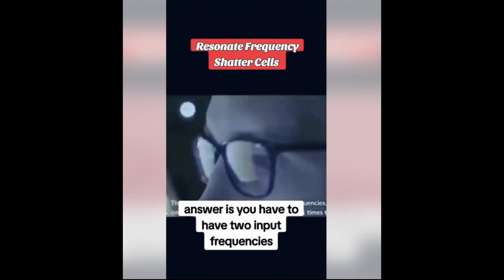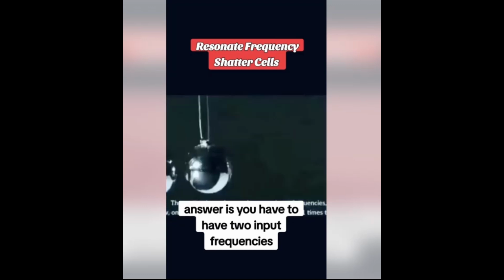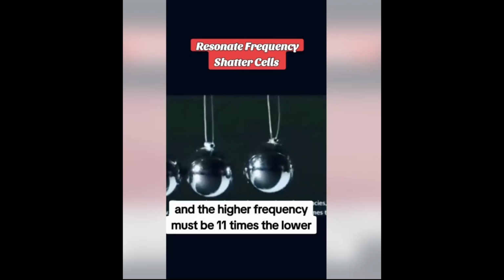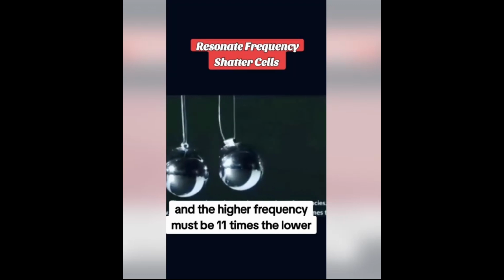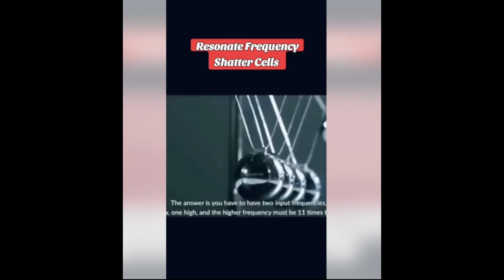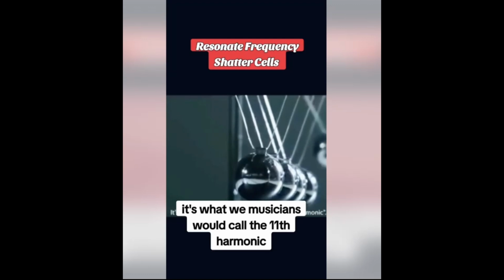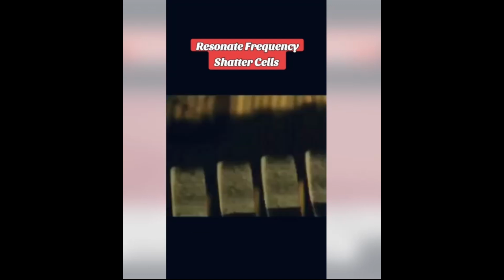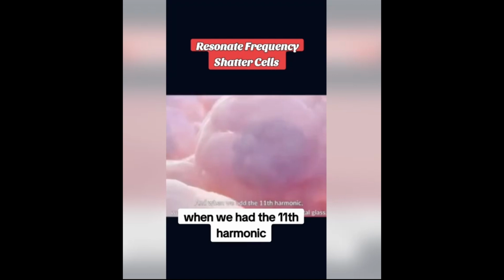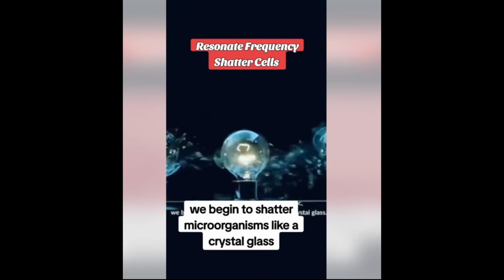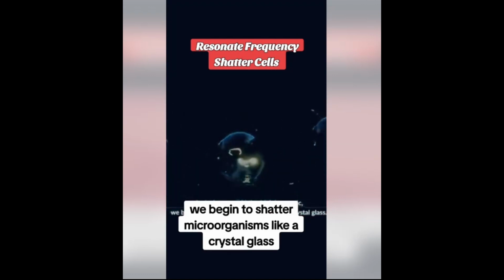The answer is you have to have two input frequencies, one low, one high, and the higher frequency must be 11 times the lower. It's what we musicians would call the 11th harmonic. When we add the 11th harmonic, we begin to shatter microorganisms like a crystal glass.